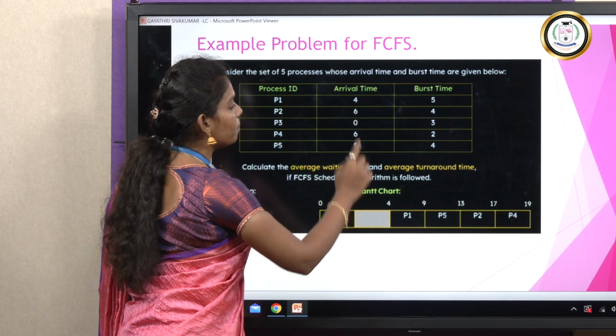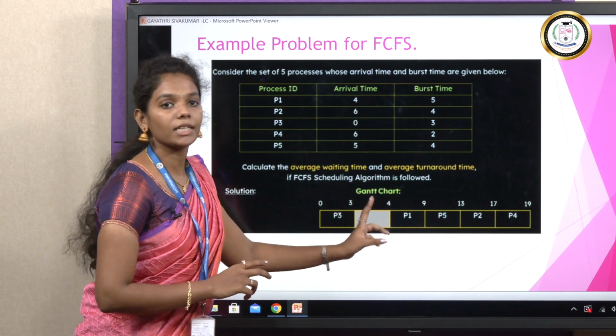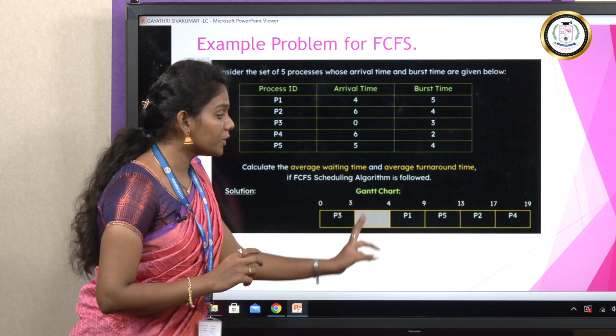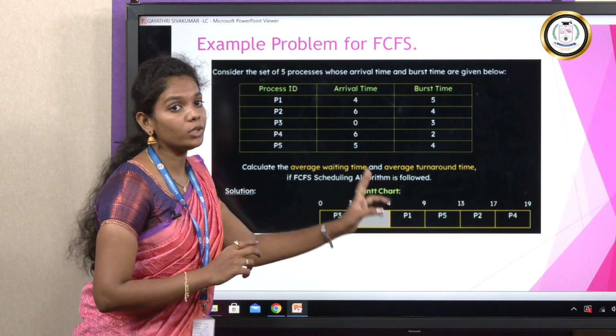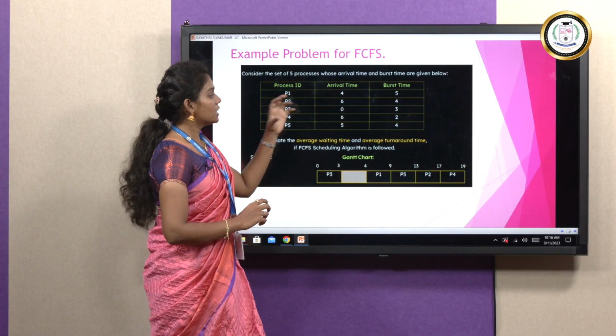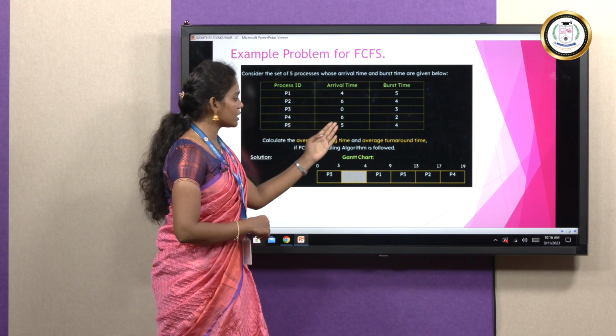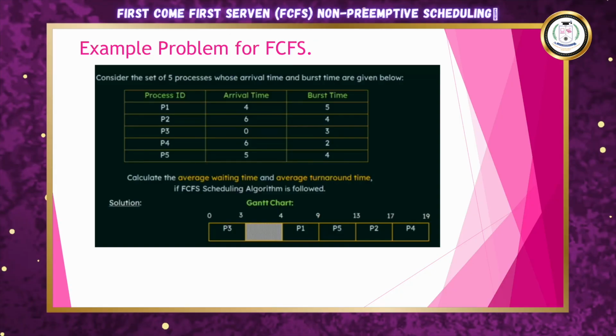So now 4 plus 5 is equal to 9. My process P1 will start at the unit time of 4 and it will complete its execution at the unit time of 9. Now, what is the next number which is greater than 4? Obviously 5, which is occupied by the process P5.